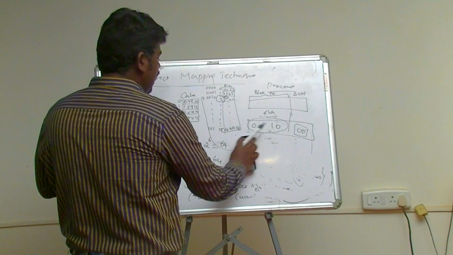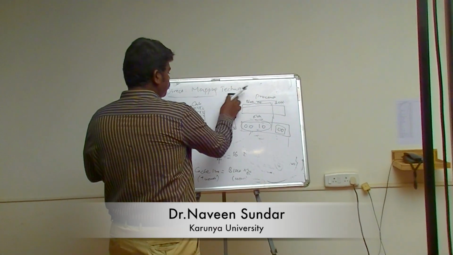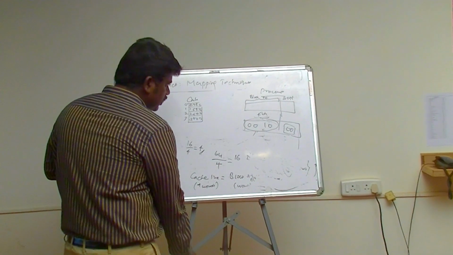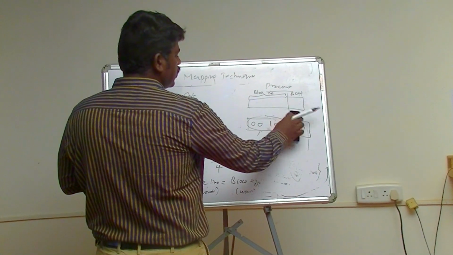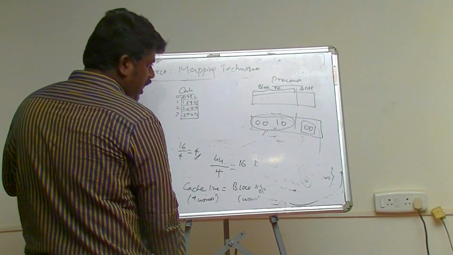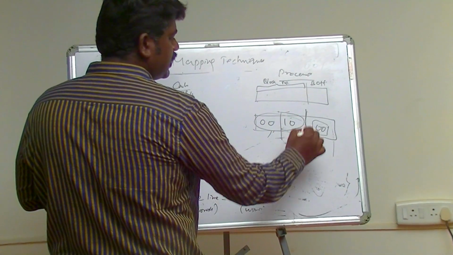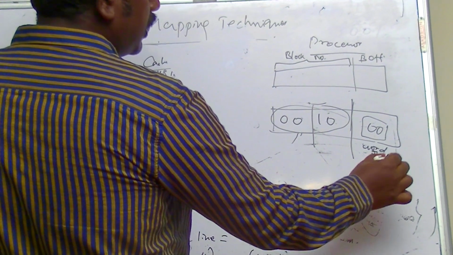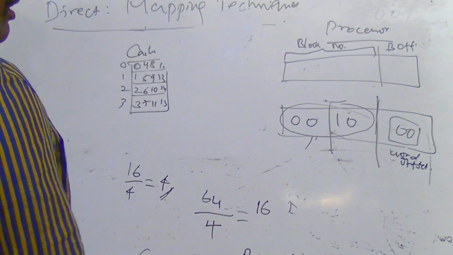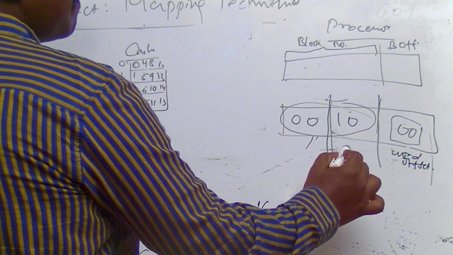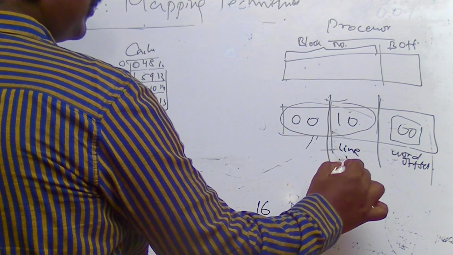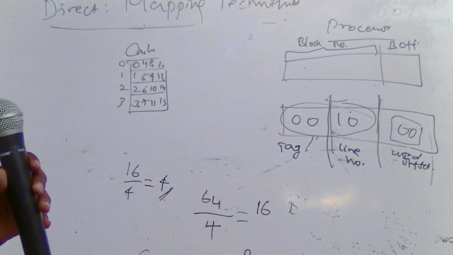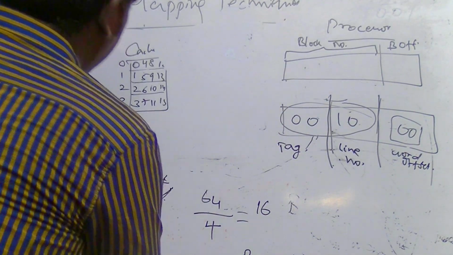For the cache, for the same processor address, how are we going to make it? Here we are dividing it again into these parts. This is a word offset. There we called it a block offset, but here we call it a word offset, that's all. Then this is the cache line number, and this is the tag. So this is how it is going to be made.